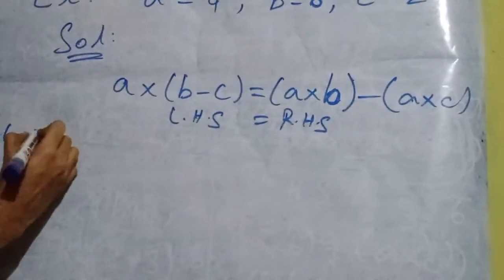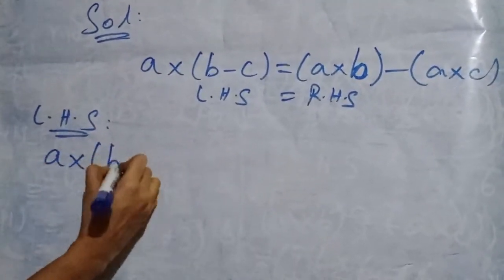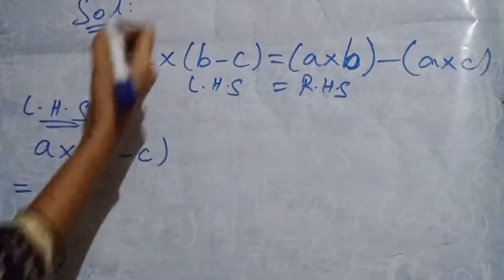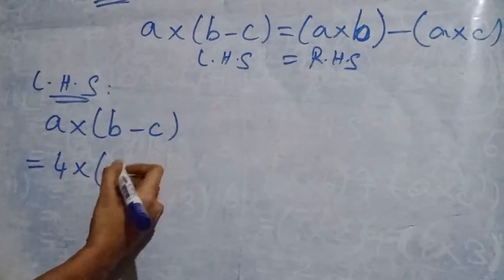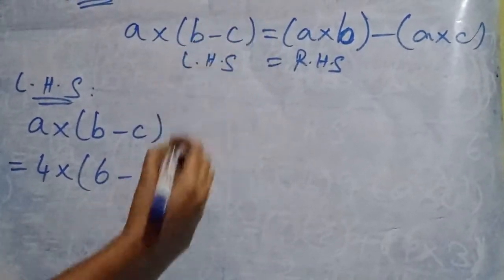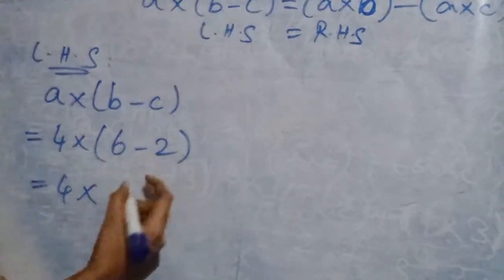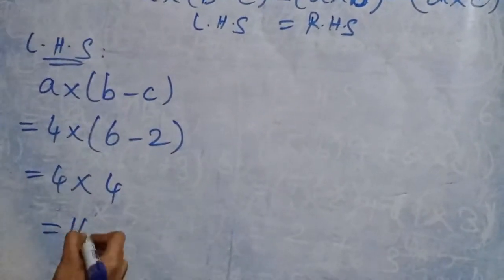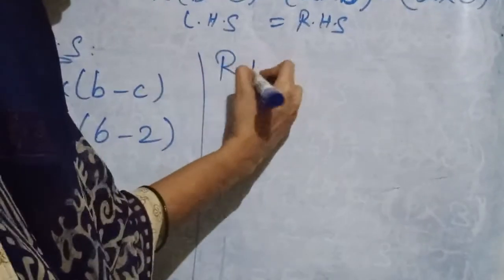First taking the LHS value. A into (B minus C). Substitute the values of A, B and C. 4 into open bracket, B value is 6 minus C value is 2. First perform the bracket value. 6 minus 2, 4. 4 4s are 16. Now LHS is 16. Move to RHS.